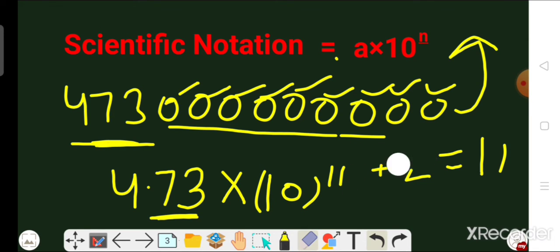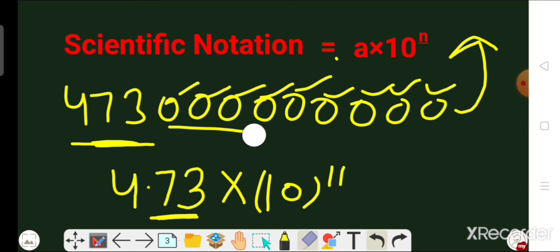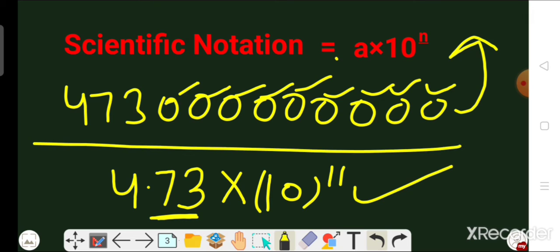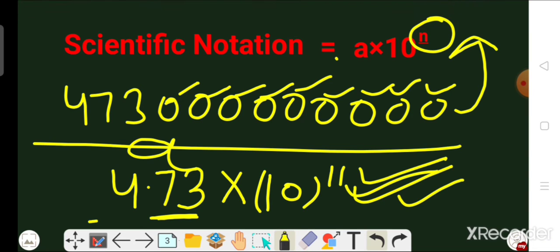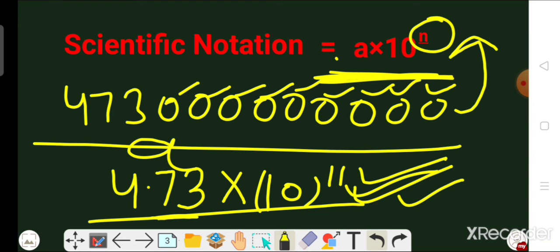So this is the scientific notation of this given decimal number, 4.73 multiplied by 10 raised to the power 11. This is the scientific notation. Here a is 4.73 and n is 11, beta. This is the same as this representation. So this is the scientific notation of the given decimal number. Okay, clear? So we have to solve the exercise 2.2 on the basis of expanded form, exponential form and scientific notation.